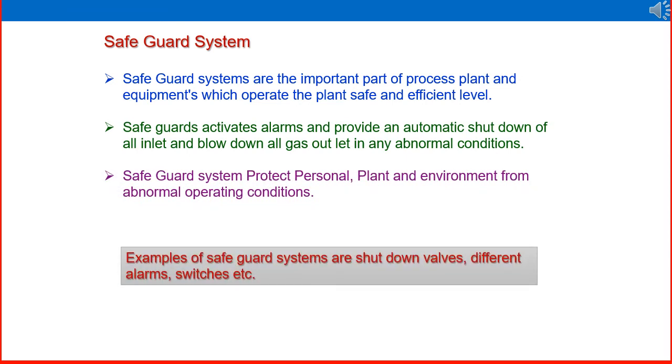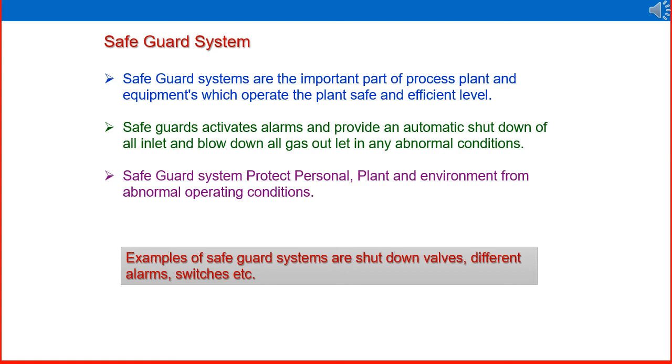Another important area to discuss is the safeguard system. Safeguard systems are an important part of any type of process plant and equipment, to operate the plant at a safe and efficient level. Safeguards activate alarms and provide an automatic shutdown of all inlet and blowdown of all gas outlet in any abnormal condition. It is a safeguarding system to protect the equipment, operator and environment. The safeguard system protects personnel, plant and environment from abnormal operating conditions.